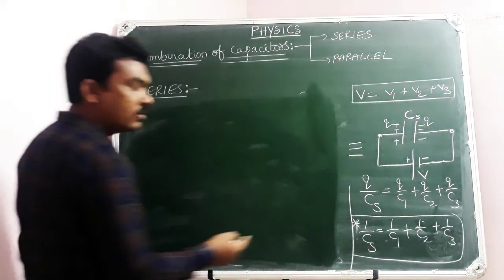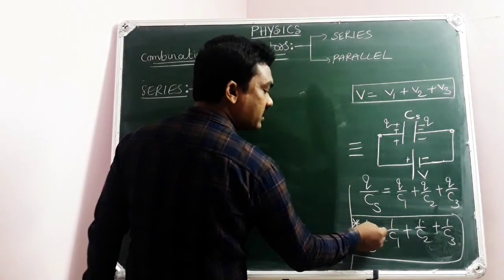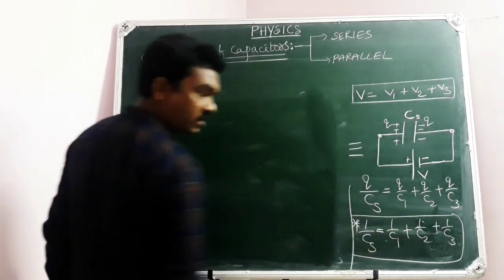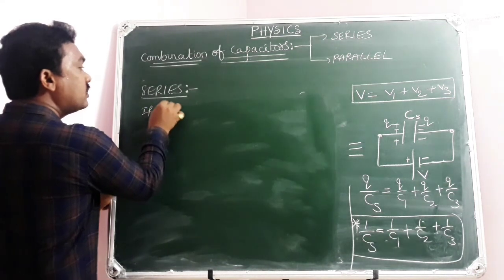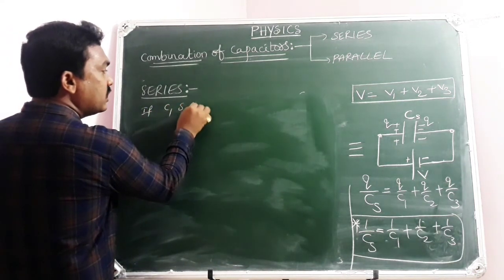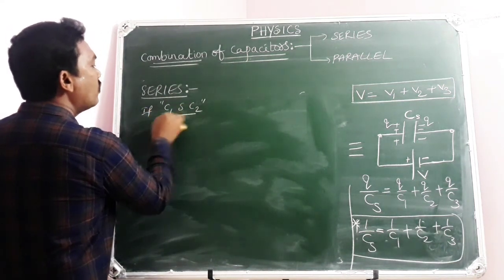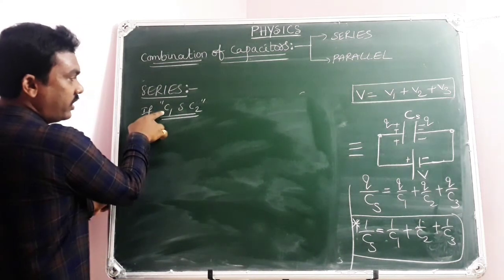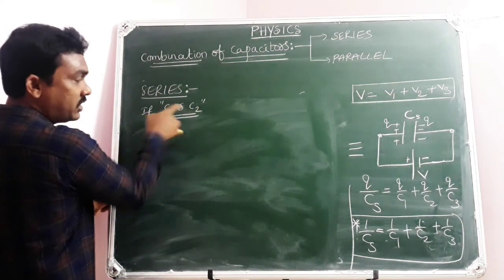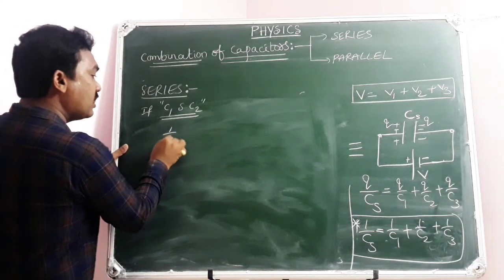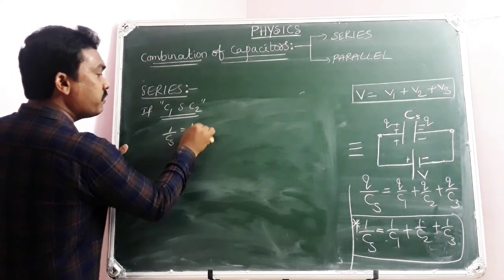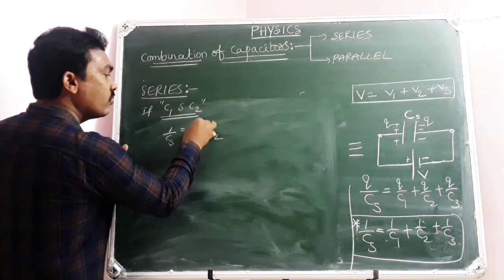See, as three are there, you can write 1 by Cs equal to 1 by C1 plus 1 by C2 plus 1 by C3. If C1 is in series with C2, hope you have understood the notation, C1, S for series, with C2, only two are in series, then 1 by Cs equal to 1 by C1 plus 1 by C2.